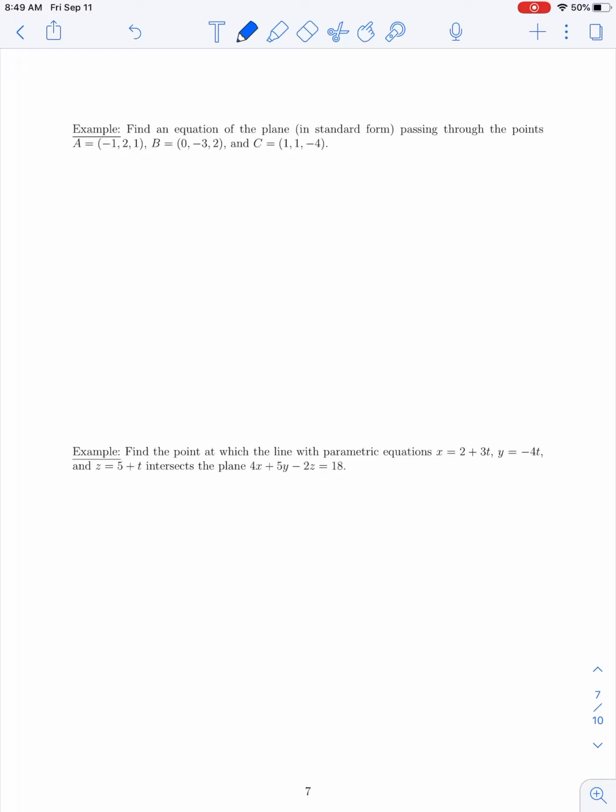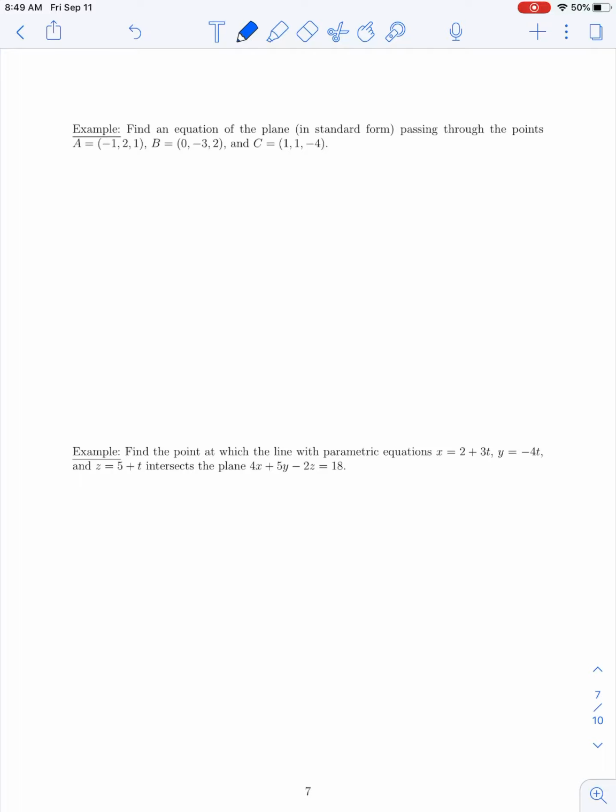Another classic problem in a Calculus 3 course would be something like the following. We want to find an equation of the plane in standard form that passes through the points A, B, and C, whose coordinates are given. So we want the equation of a plane which contains 3 points in space. Let's think about how we're going to find it. There are 2 things that we need for the equation of a plane. We need a point that lies on the plane, and in this example we're given 3 points on our plane. And we need a vector which is normal to the plane, or orthogonal to the plane. So let's consider how we're going to find that.